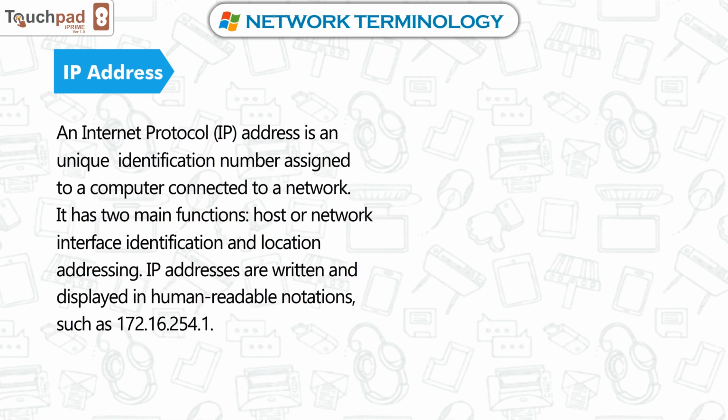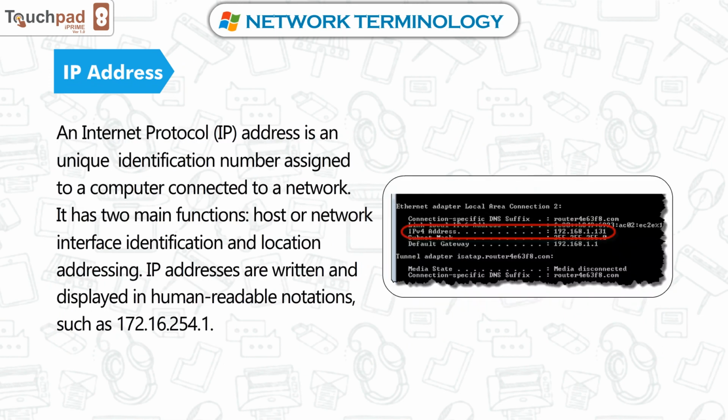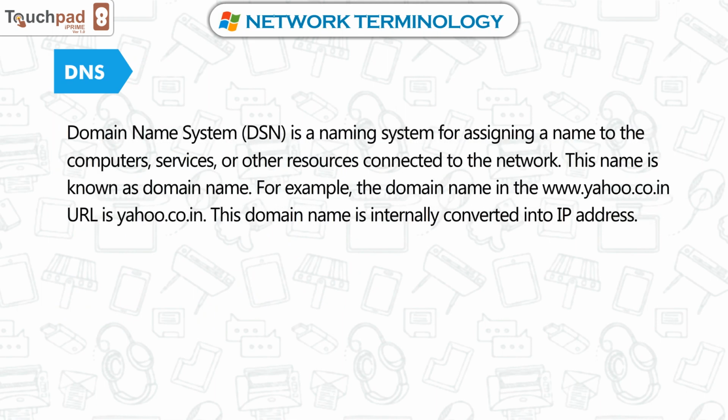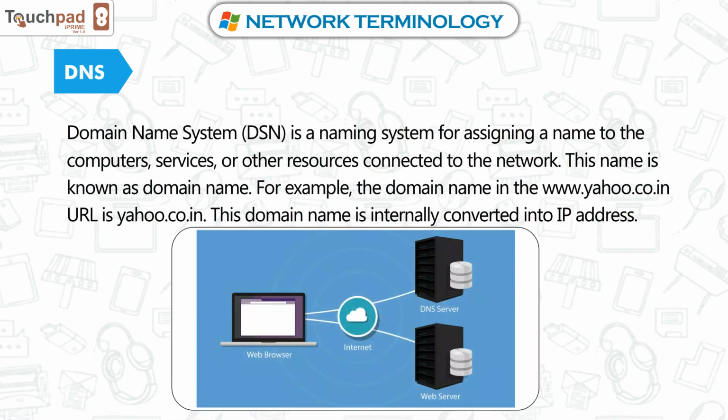IP address. An Internet Protocol (IP) address is a unique identification number assigned to a computer connected to a network. It has two main functions: host or network interface identification and location addressing. IP addresses are written and displayed in human-readable notations such as 172.16.254.1.